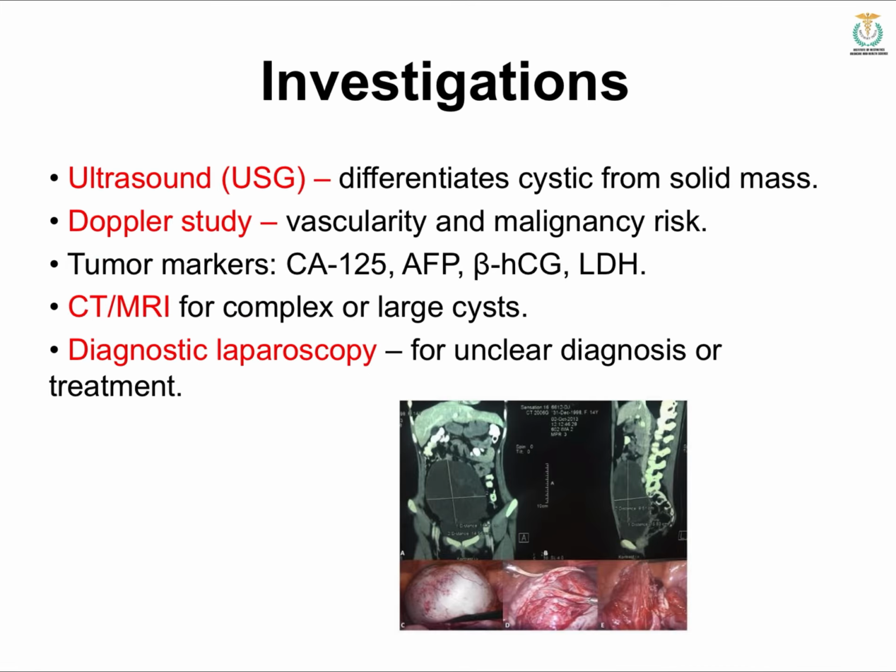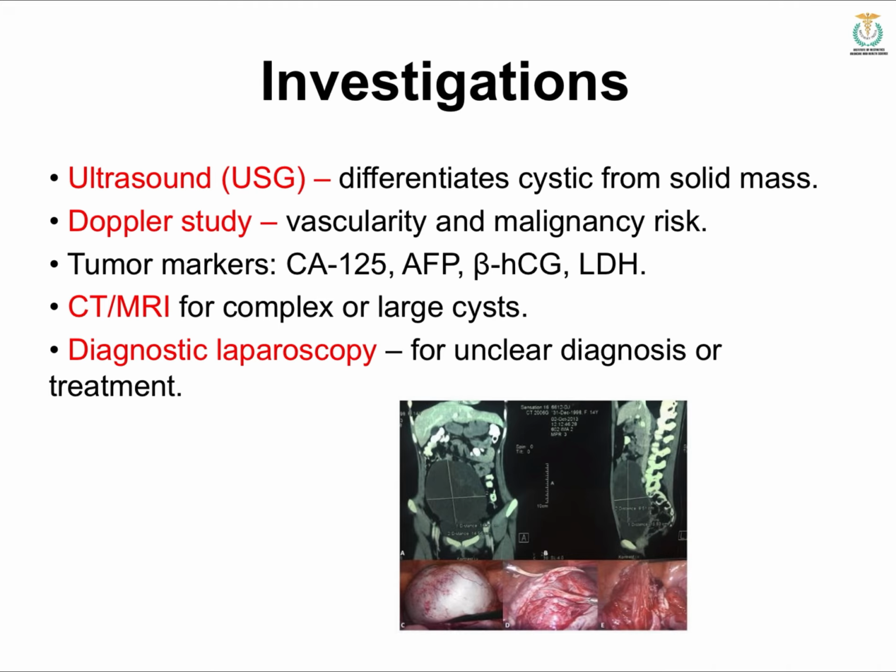Next come the investigations: what we have to do to diagnose the condition. First is ultrasound. USG is our best first-line investigation. It tells us the size of the ovarian cyst, the wall thickness, internal echoes, whether there are any septations or solid components. With the help of USG we can differentiate a cystic from a solid mass. That is the important point here.